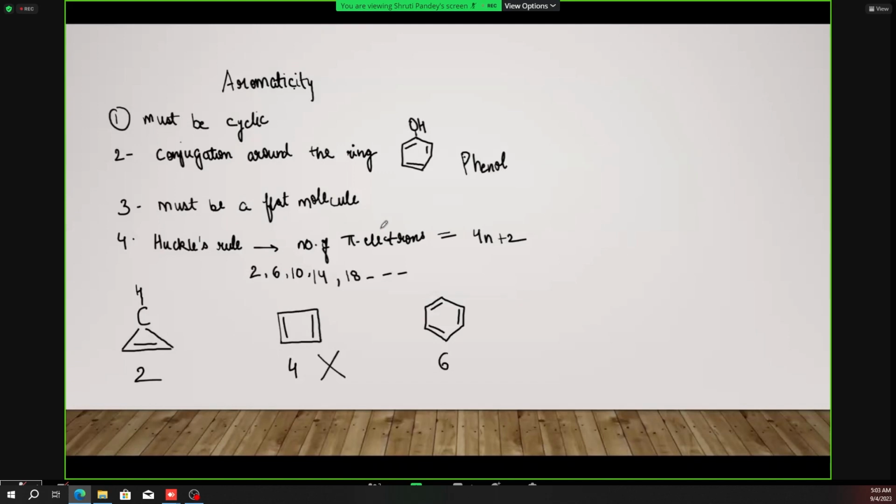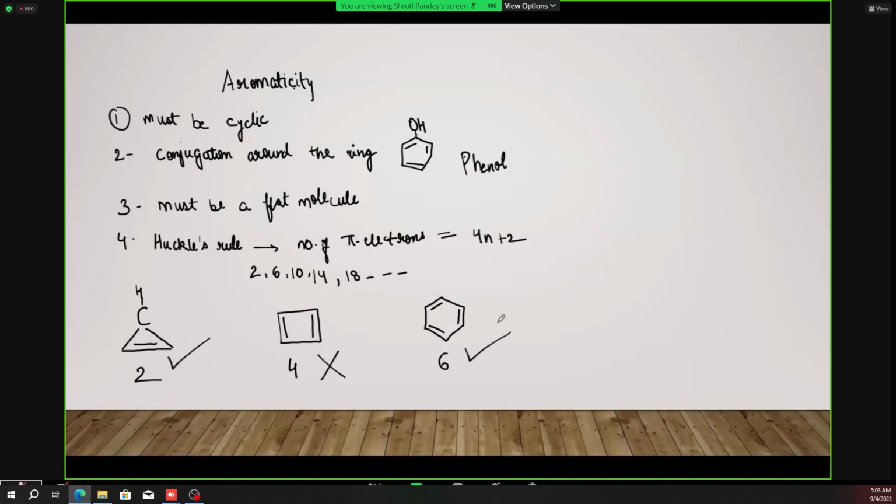This flat molecule assumption is basically that if the other three are followed, there is a 90% chance that the molecule is flat. So if we want to say whether a molecule is aromatic or not, we generally look to the other three criteria, because we don't know whether the actual structure is flat or not. Okay. So all the three assumptions are satisfied over here. So this is also an aromatic compound.